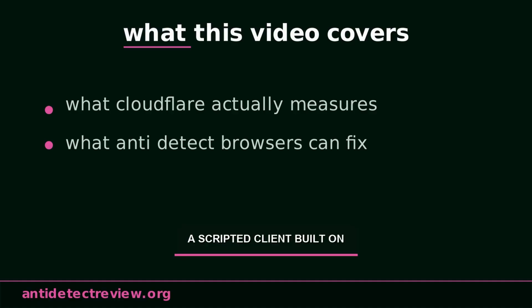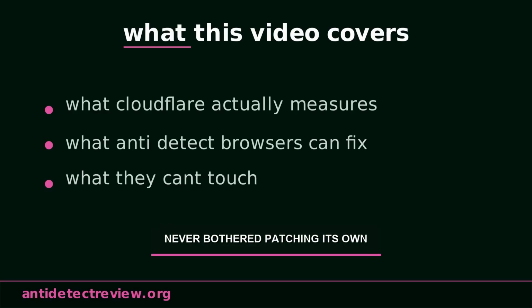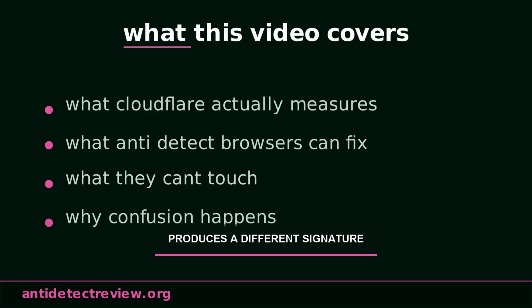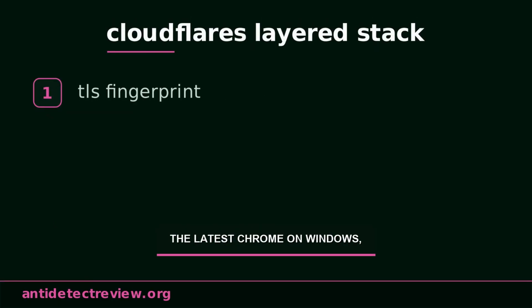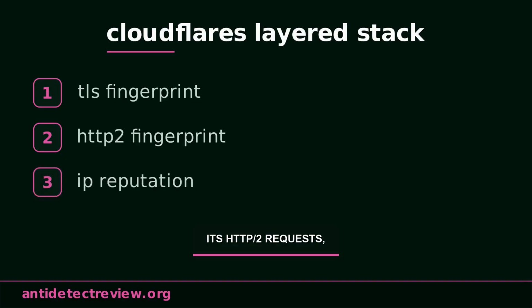A scripted client built on a generic HTTP library, or an automation stack that never bothered patching its own underlying network stack, produces a different signature entirely, even while the user agent header cheerfully claims to be the latest Chrome on Windows. And Cloudflare simply checks what it actually sees on the wire against a running library of known good and known bad fingerprints.